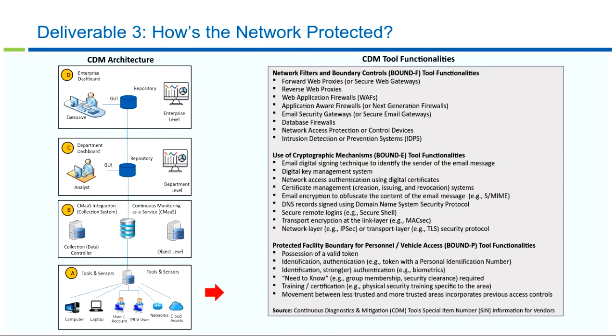We are now looking at the tools that reflect how the network's protected. We have network filters and boundary controls: forward web proxies, reverse web proxies, web application firewalls, email gateways, database firewalls, network access protection, intrusion detection. A lot of different functions for our network filters and boundary controls, which are bound F tools.